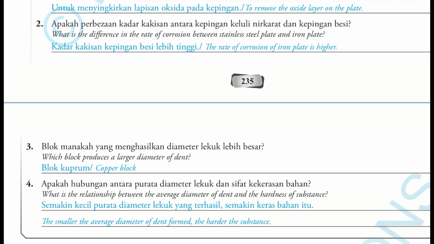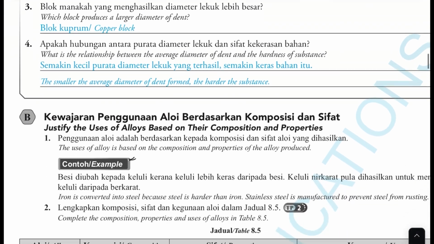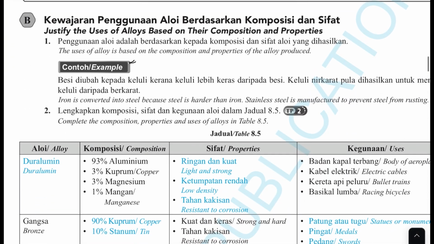Which block produces a larger diameter of dent? Copper block. What is the relationship between the average diameter of dent and the hardness of substance? The smaller the average diameter of dent form, the harder the substance. Okay, justify the uses of alloy based on the composition and properties. The uses of alloy is based on the composition and properties of the alloy produced. Iron is converted into steel because steel is harder than iron. Kenapa kita gunakan alloy ni? Sebab alloy ini lebih keras dan juga dia sukar untuk terkakis. It's harder to become corroded.